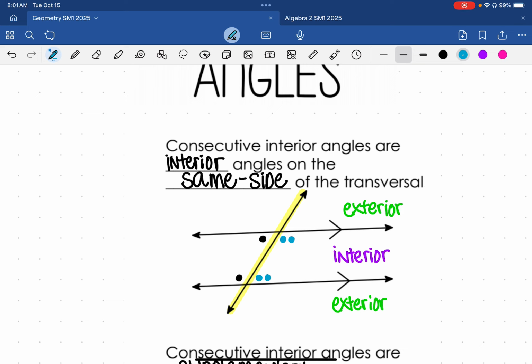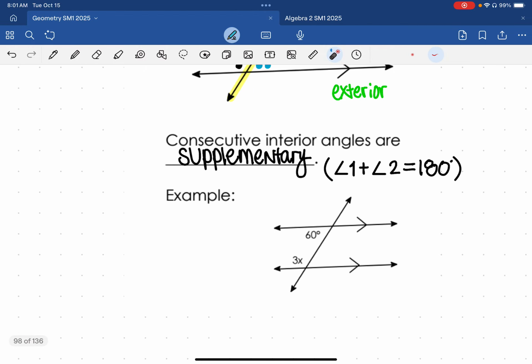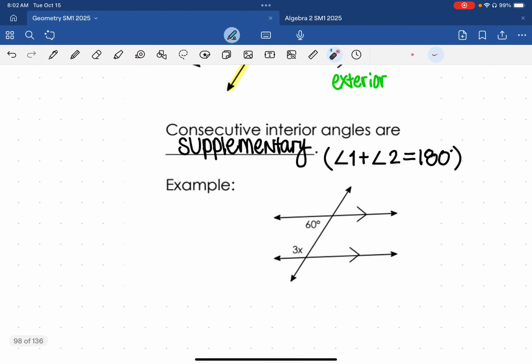All right, and then of course for the exterior, imagine the black dots flipping outside. That's what same side exterior would look like on this side. And then of course imagine the blue dots flipping outside as well. Consecutive interior angles are what we call supplementary. So remember, this means that they add up to 180 degrees.